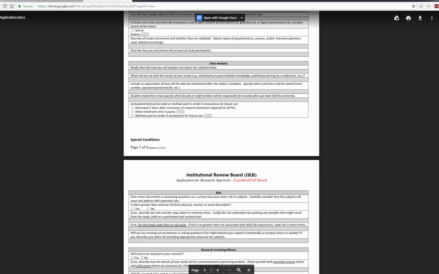After this, the researcher should focus on how the data will be analyzed. The data analysis section should not only include information about how the data will be analyzed, but also how it will be stored, maintained, and destroyed after the study is complete.